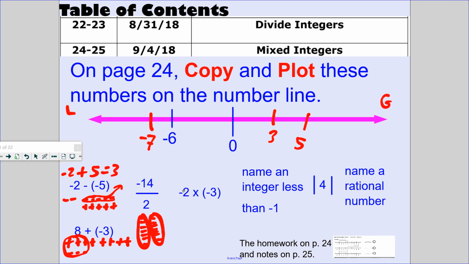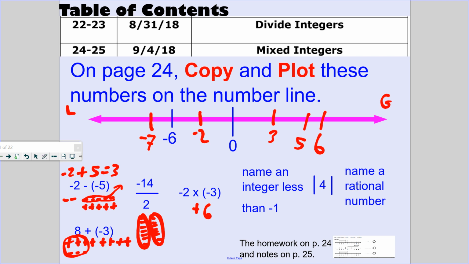What's -2 times -3? So 2 times 3 is 6. What is the opposite of a negative? +6. So 2 times 3 is 6, because the opposite of a negative is positive. Name an integer less than -1. -2. Could be -10, -12, whatever you want.